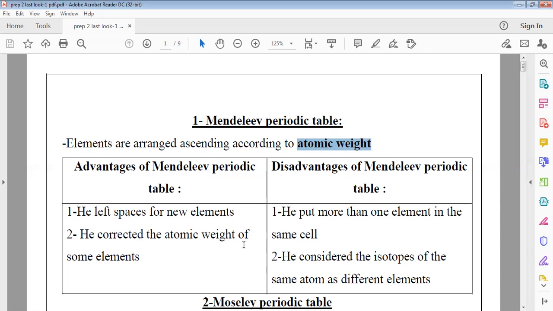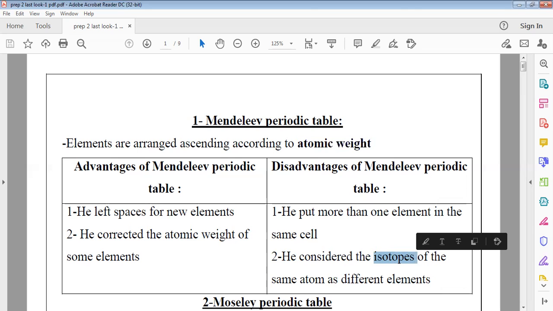As for the disadvantages, he put more than one element in the same cell. Number 2, he considered the isotopes, focus on the word isotopes, of the same atom as different elements. Isotopes like what? Like hydrogen: hydrogen 1, hydrogen 2, hydrogen 3. What does that mean? They are the same element, but they are different in atomic weight only. They have the same atomic number, which is 1, but the difference is 1, 2 and 3, which is the atomic weight.